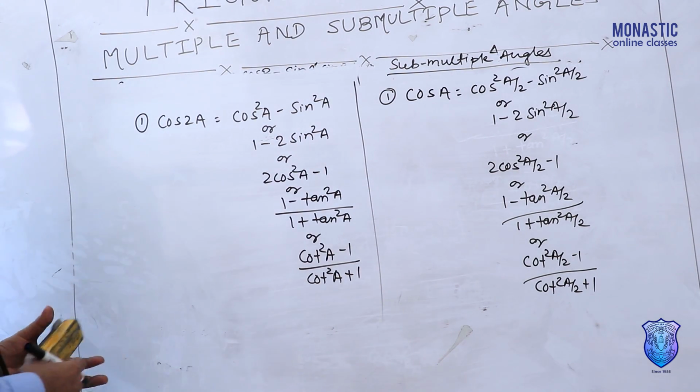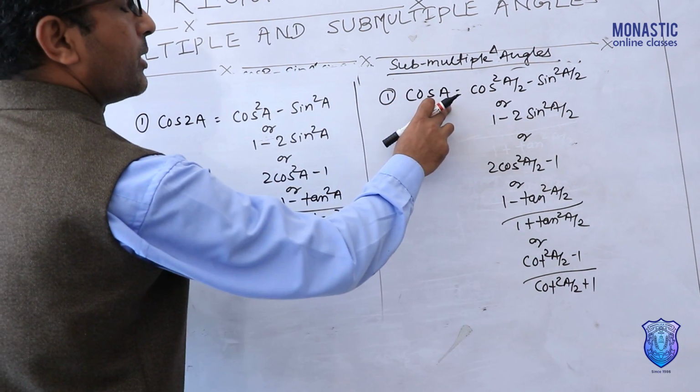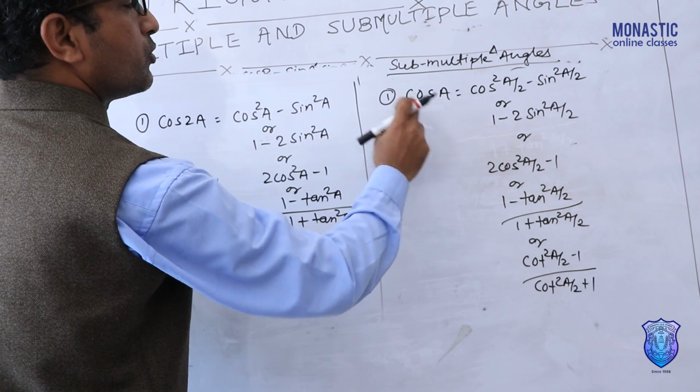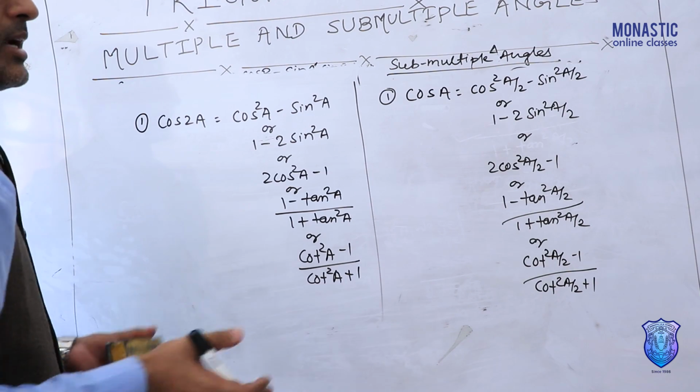And when we have to prove this, same as earlier, in place of cos a we write cos of (a by 2 plus a by 2), then write the formula of compound angle, then solve it to get these things.